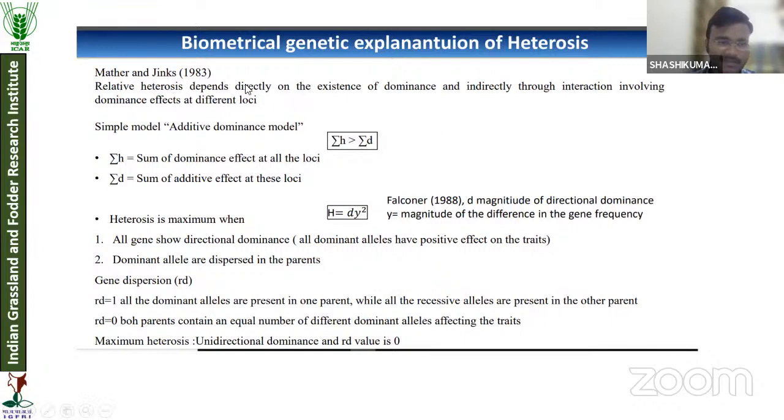Now come to the biometrical genetic explanation for heterosis. Mather and Jinks gave their concept for heterosis: when dominant genes are more than additive genes in the population, it gives heterosis. For that, in the Falconer book, there is a formula: heterosis is equal to dy squared. This is very, very important, where d is the magnitude of directional dominance and y is the magnitude of difference in gene frequency. It means the heterosis we see in the F1 is majorly due to dominance gene action and the difference in gene frequency.